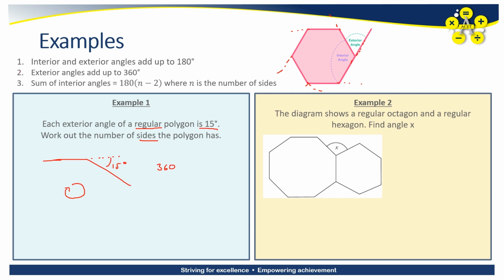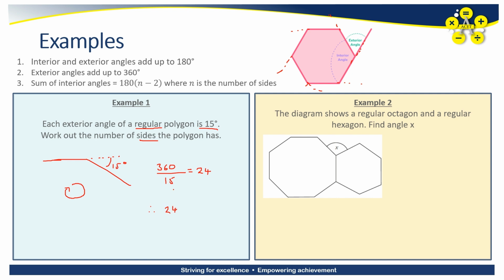So we're looking here at number 2, exterior angles adding up to 360 degrees. Now I know each of these exterior angles is the same because it's regular. So if I split that into 15 degrees, what this tells me is how many angles there are, how many turns there are. So 360 divided by 15 gives me an answer of 24. And what that means, therefore, if I've got 24 angles, that means I've got 24 sides.